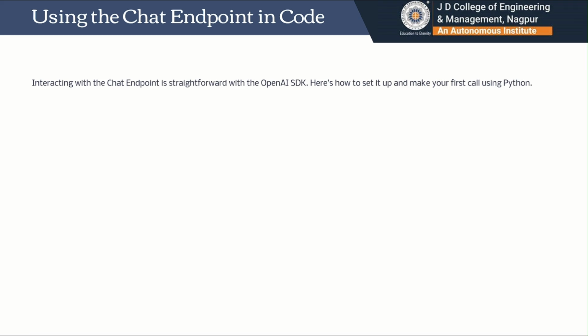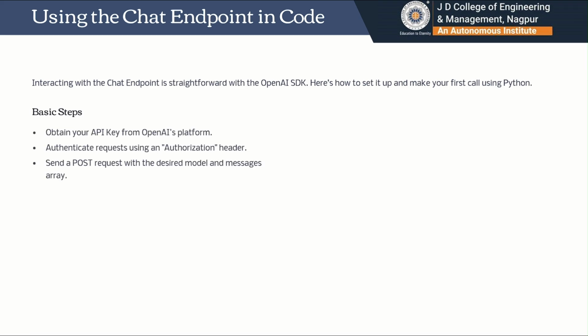Step 1, Basic Setup. Here is what you need to do. First, obtain your API key from the OpenAI platform. This is like your personal access pass that allows you to communicate with the models. Second, make sure you authenticate your request by including the key in the header using authorization bearer your API key. Third, send a POST request to the chat endpoint with two main components, the name of the model like ChatGPT 3.5 Turbo and a message array with system, user or optionally assistant role.